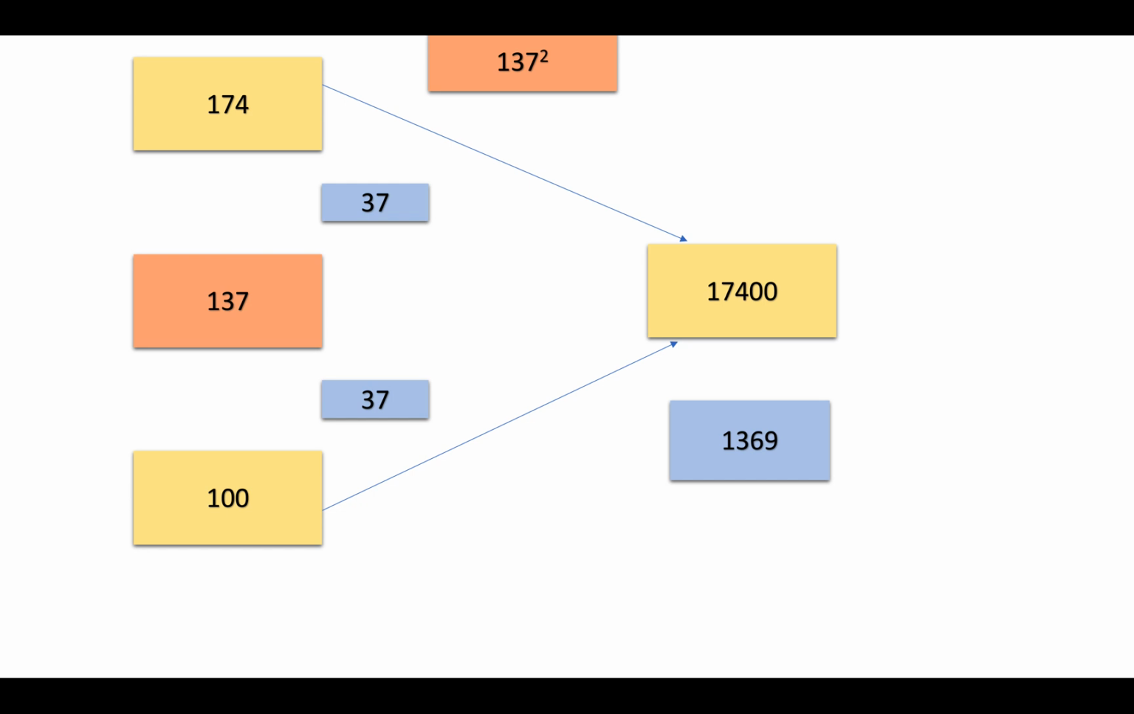Okay. So again, now you have 17,400 and the square of 37, 1,369. In total it becomes 18,769. Right.